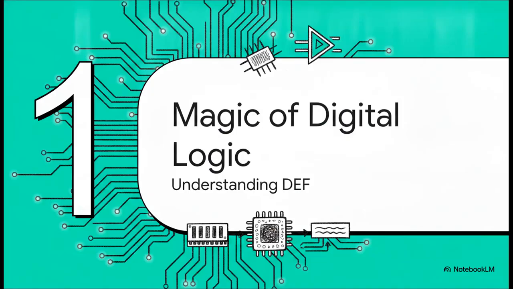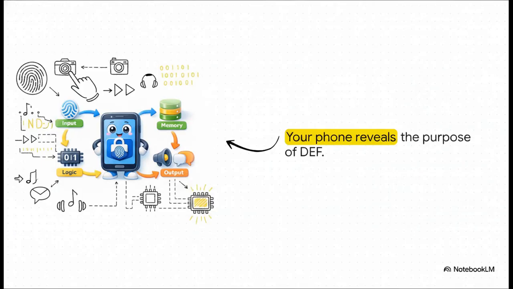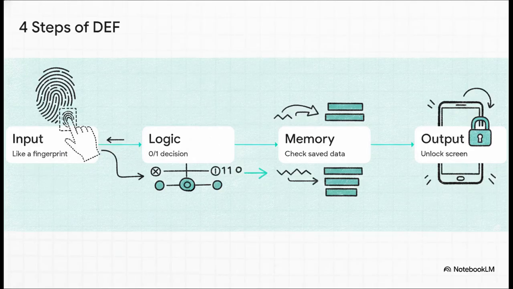Okay, kicking things off with Section 1, the magic of digital logic. Think about this for a second. Every single time you unlock your phone with your fingerprint, snap a photo, or just play a track, you're relying heavily on basic digital logic. DEF is literally the bridge that connects a high-level software command to a physical hardware response. And it all boils down to a very strict 4-step flow.